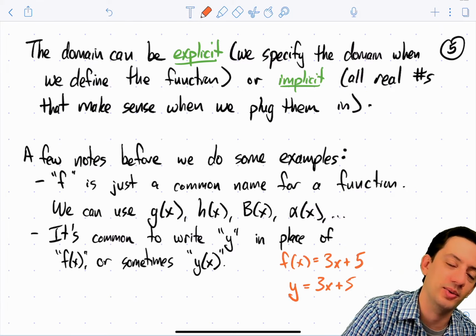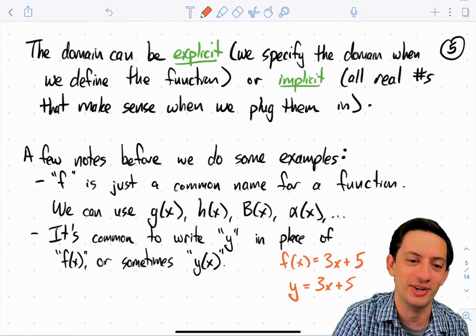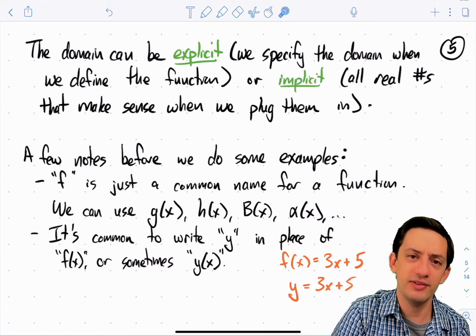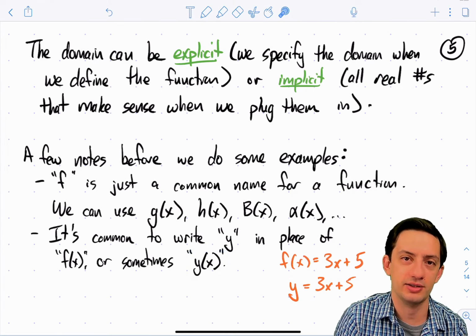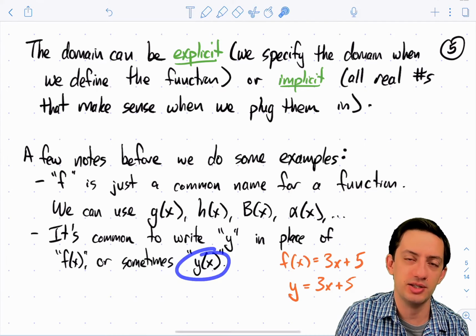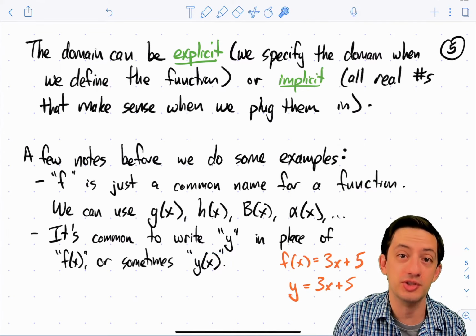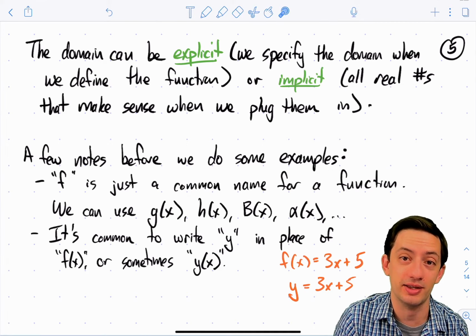Oh, I'm in the way a little bit. Still getting a little used to this technology here. And even sometimes these will be combined, and you'll see y of x. The of x is just meant to be a little mental reminder that, oh, this depends on x. It's not its own independent thing.